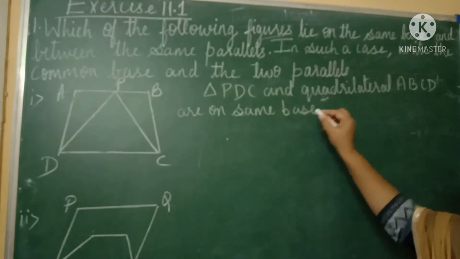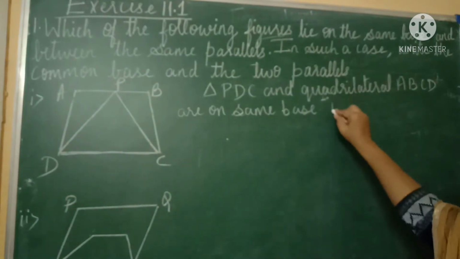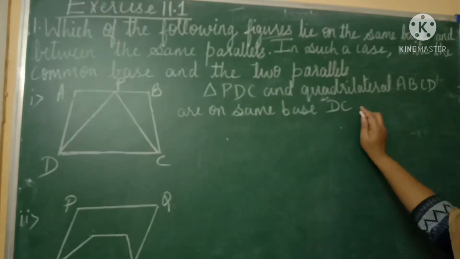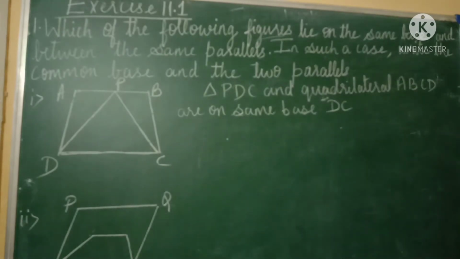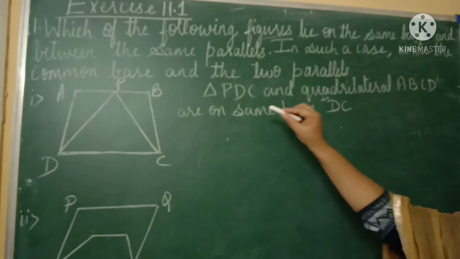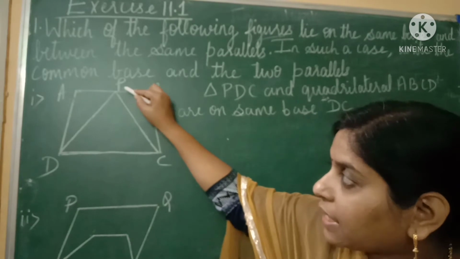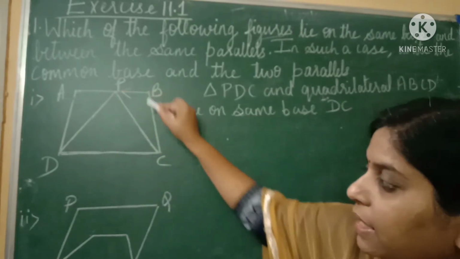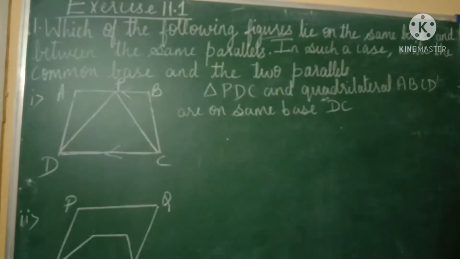So which is that base? Both have the same base DC. And apart from the same base, what else is similar here is that both the figures, the triangle PDC as well as the quadrilateral ABCD, are between the same parallel lines. Can you see these parallel lines? AB is one parallel line and DC is one more parallel line. Between these two parallel lines only, you can see the two figures.